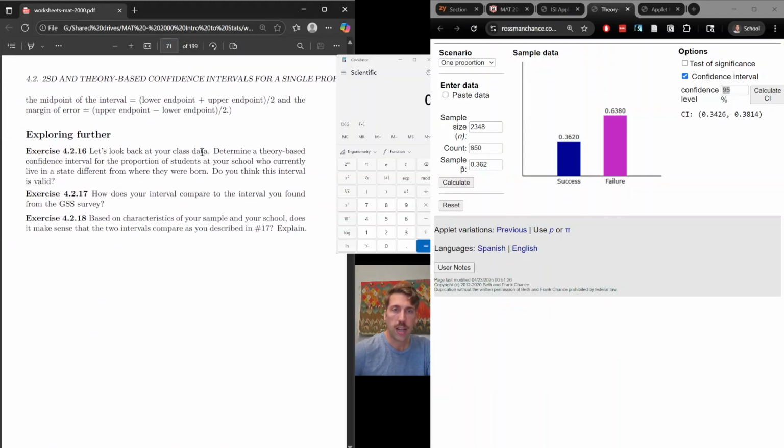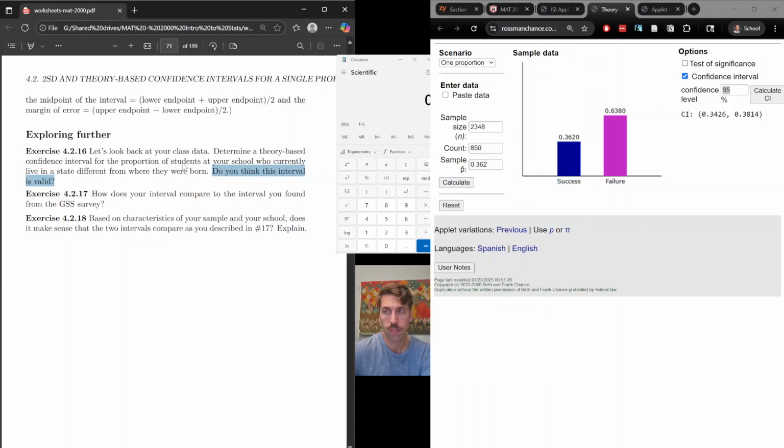Now let's look back at your class data. So here's where we get to look at our class data. Determine a theory-based confidence interval for the proportion of students at your school who currently live in a state different from where they were born. Do you think this interval is valid? Remember that your class might not have 10 saying yes and 10 saying no. So that's a very good question to ask.